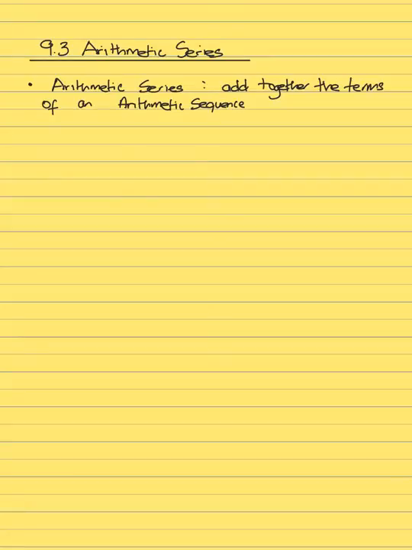In this video, we will look at arithmetic series. We get an arithmetic series when we add together the terms of an arithmetic sequence. For example, we could have an arithmetic sequence. We sometimes call an arithmetic sequence an arithmetic progression. Sometimes we just call them an AP.